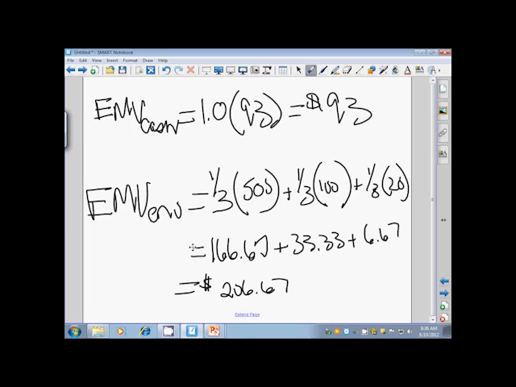So our expected monetary value for choosing an envelope is $206.67. Now, what would you do? Would you take the cash, expected monetary value of $93, or take an envelope, expected monetary value of $206.67? Now, you're never going to get that amount of money because you're going to get $500, $100, or $20. But because the expected monetary value is higher, you should probably take the envelope.